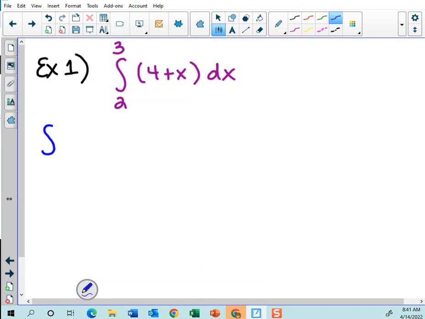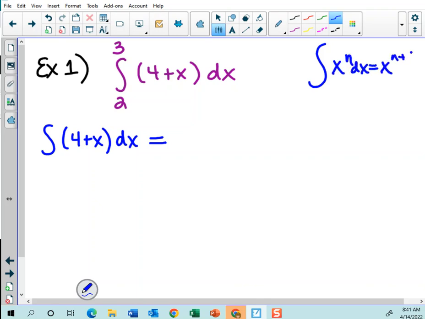First thing I'm going to do is take the antiderivative of 4 plus x. I'm going to use my backward power rule. x to the n becomes x to the n plus 1 over n plus 1 plus c. So constant 4 in terms of x becomes 4x. x becomes x squared over 2.